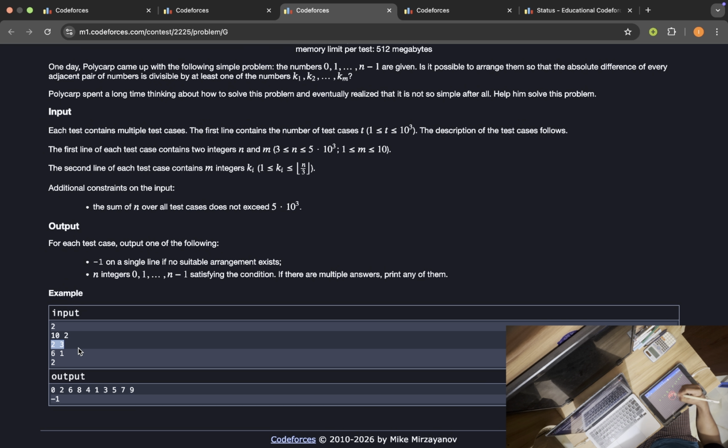K n by 3. M can be only 10. Okay, M is only 10, so 10 can pair up with only 10 values. The absolute difference, yeah. Let's say 0 can pair up with 2 or 3. Okay, 0 can pair up with 2 or 3.